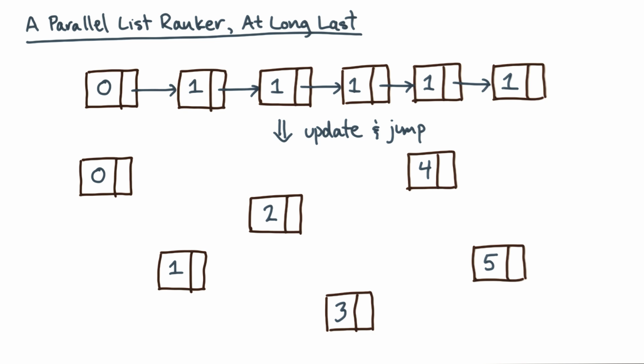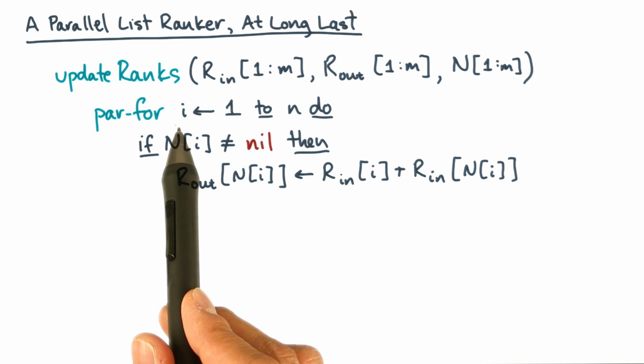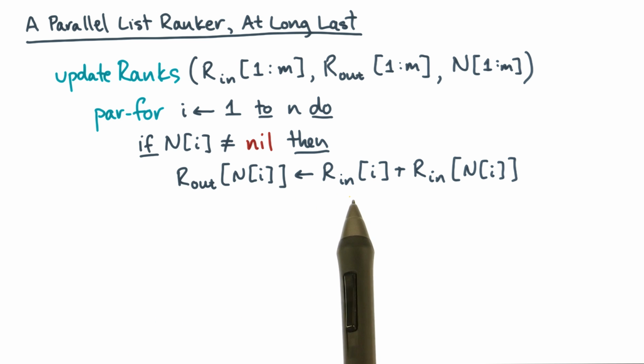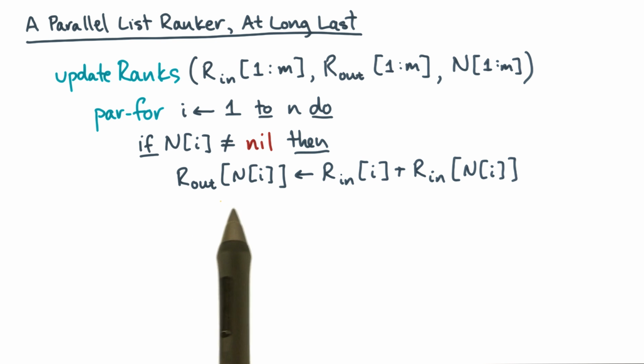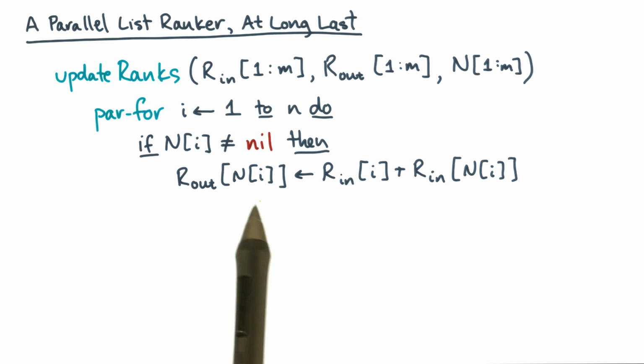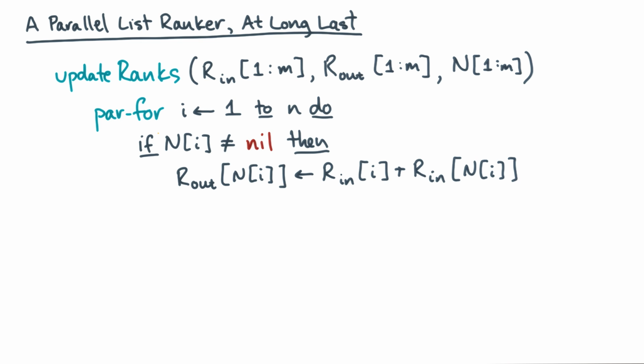Now, I already gave you a subroutine to perform the jumps. What about the updates? Here's an algorithm for just the updates step, which is parallel. So for each node I, we take its value and we push it to the successor. We'll do all the writes to a separate array of ranks. This way we can do all these updates in parallel. Okay, you're now almost ready to see the final algorithm.